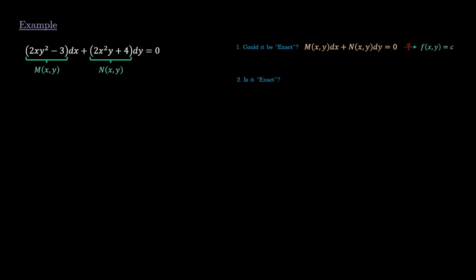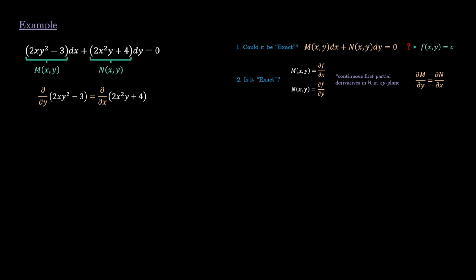How do we prove that? Now in order to prove that, the functions M and N have to equal the first partial of f with respect to x and with respect to y. Again, these have to be continuous first partials. The criteria for this is dM/dy equals dN/dx. So let's check that. Let's take dM/dy, the derivative with respect to y of 2xy squared minus 3, and dN/dx, the derivative with respect to x of 2x squared y plus 4. Solving this, we have 4xy equals 4xy. And the equality holds, so our condition is met.